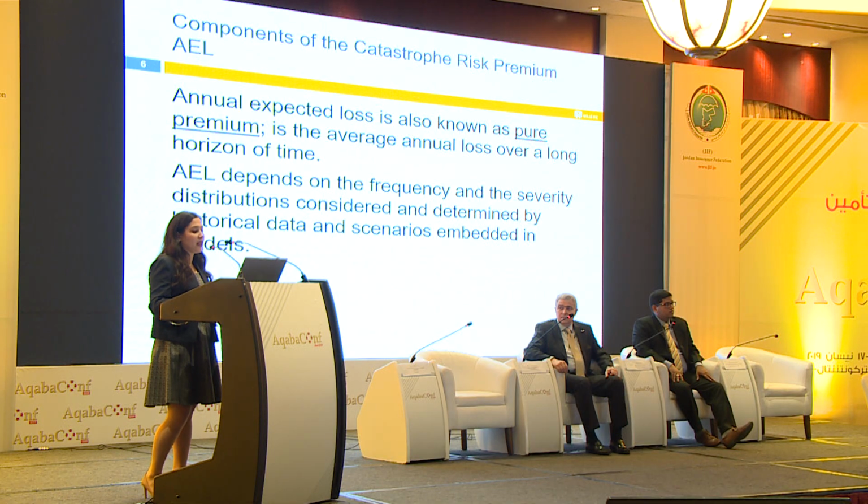In more detail, the first contributor of the catastrophe risk premium is the annual expected loss, which is also known as the pure premium, and it is the average annual loss over a long horizon of time. AEL depends on the frequency and severity distributions considered and determined by historical data, as well as the loss scenarios embedded in the models. Considering the sums insured per cresta, or in more detail, for instance, like the geocoded data, on a Z basis, in conjunction with the policy limits, the original deductible percentages and coinsurance, an analyst could be able to calculate the annual expected loss of a company.